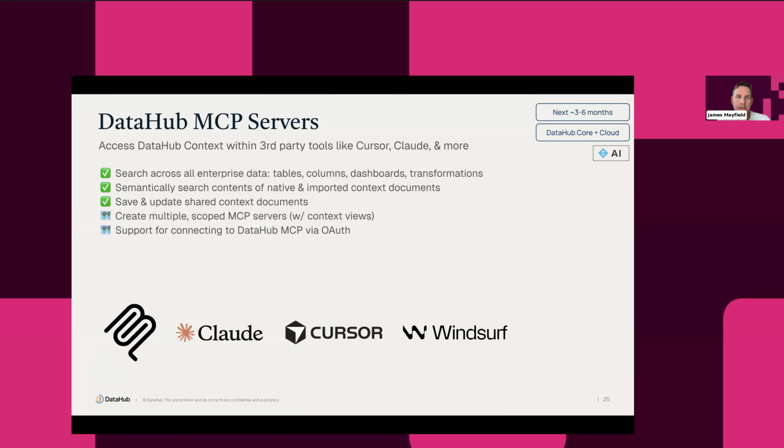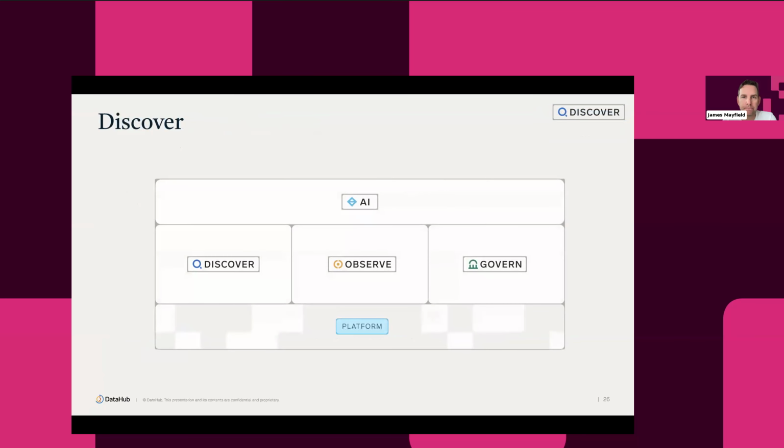And the DataHub MCP servers provide access to context so that your tools like Cursor, Claude, and others will be able to have access to all of that enterprise data and metadata about tables, columns, dashboards, the transformations, all the things that may inform how you, when you're building those agents or workflows in your own systems, can leverage all of the structured metadata that we provide. So that's a brief overview of the AI space. Let's jump into the discover space.